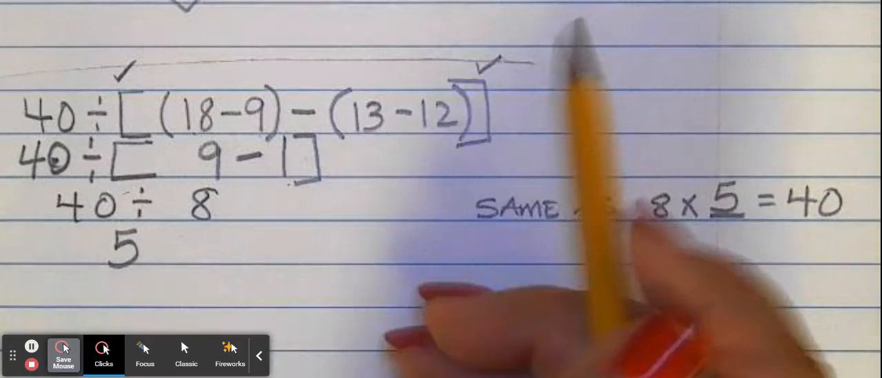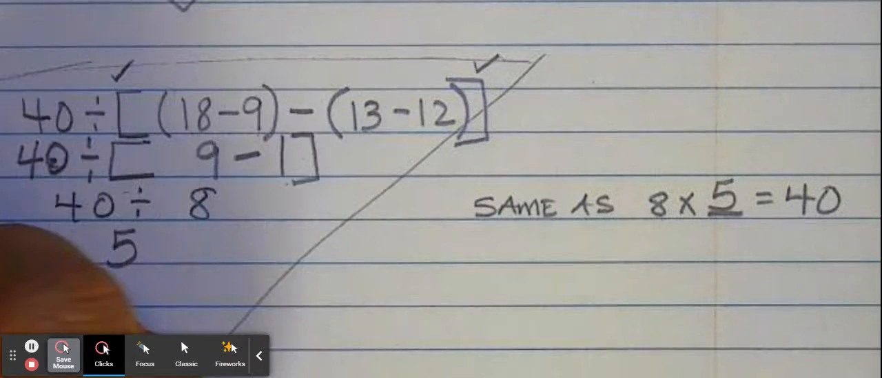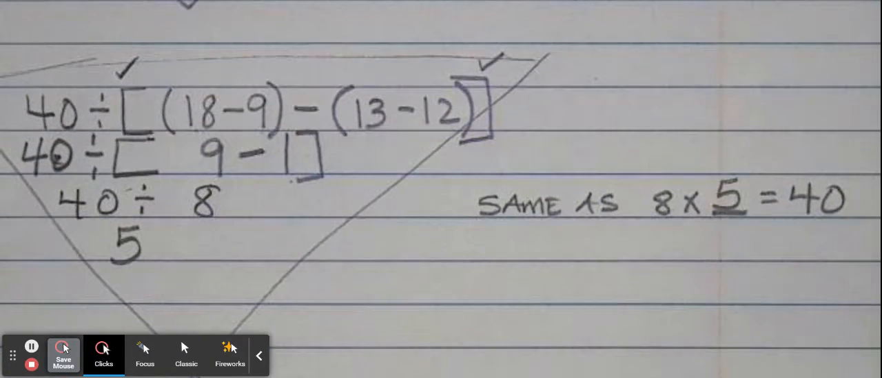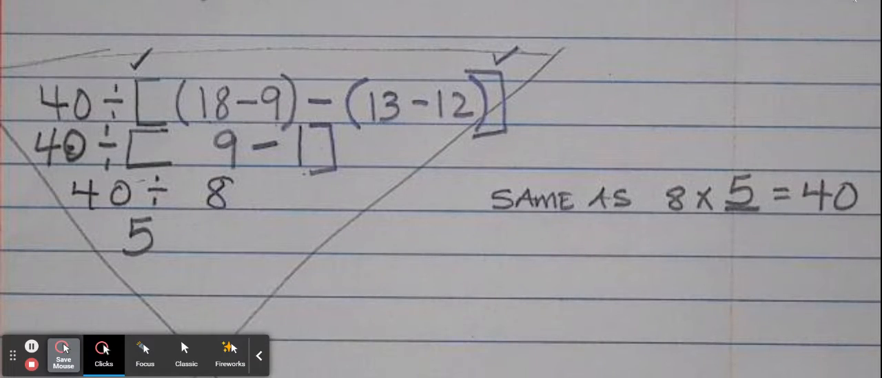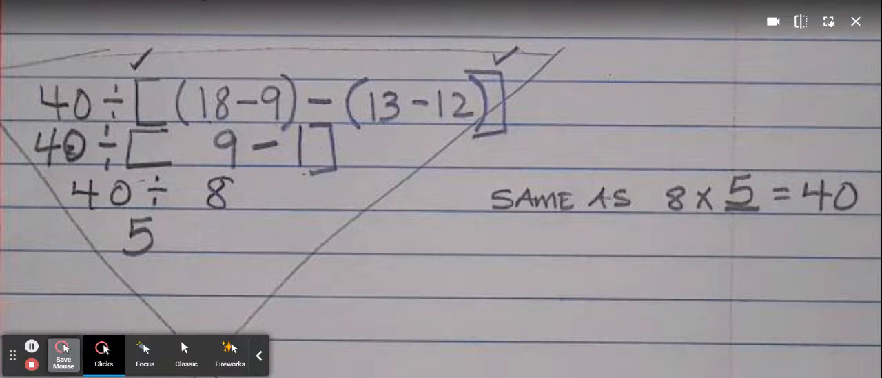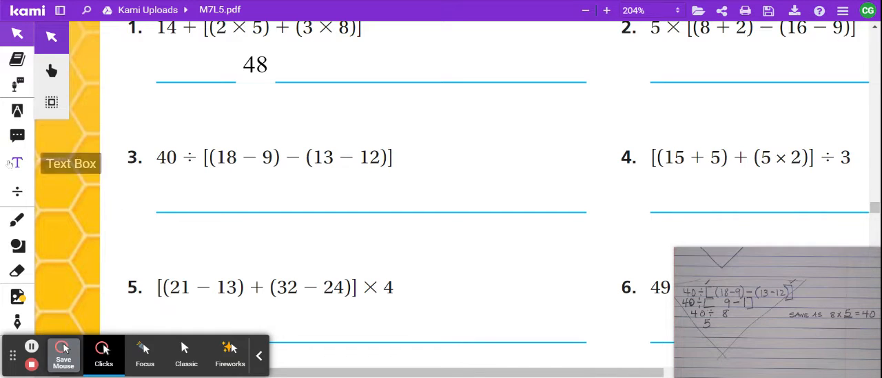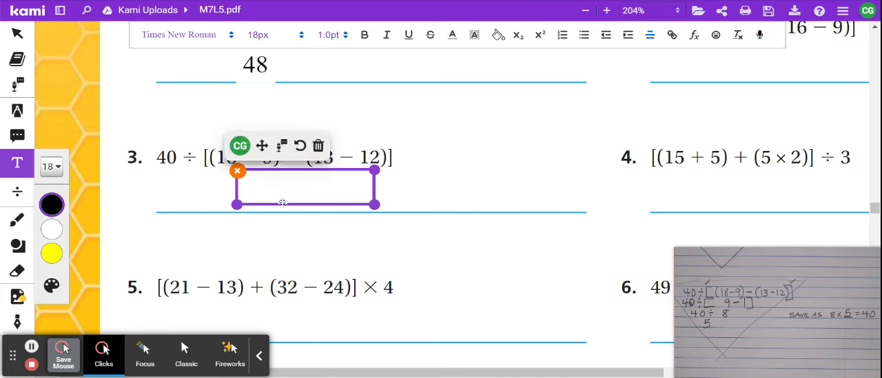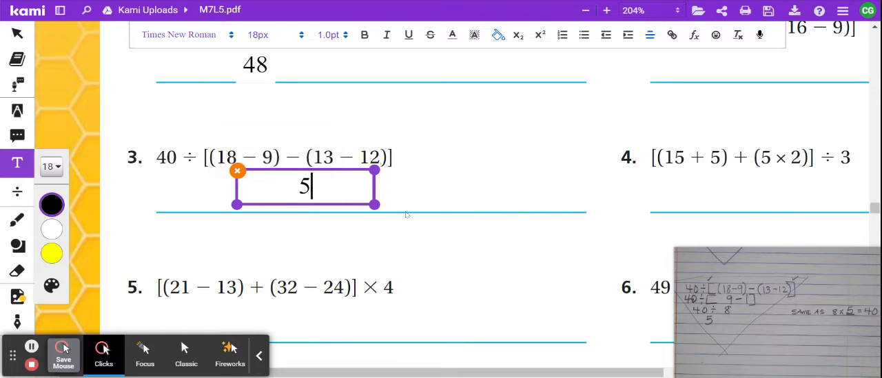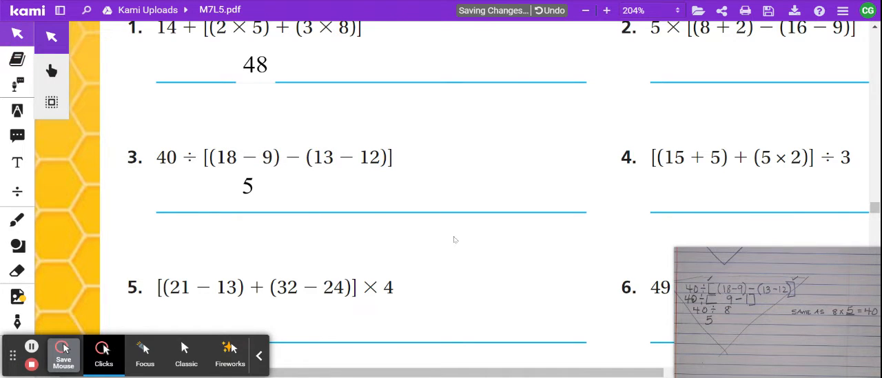Again, I still have my upside down triangle. There we go. So I'm going to switch over. And the answer is 5. And it's yay, yay, yay. All right.